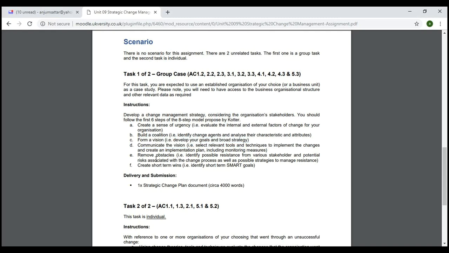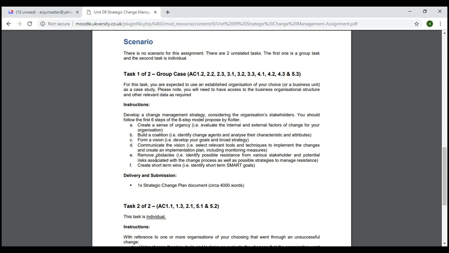So communication, how will we communicate? Maybe we can say different channels will be used to implement this change. And remove obstacles. How, as an organization, will we make sure we remove obstacles? Maybe we'll say we'll do weekly, monthly, or yearly meetings. We'll appraise as well. Obstacles can be that we take the people on board. So all these obstacles we can reduce.